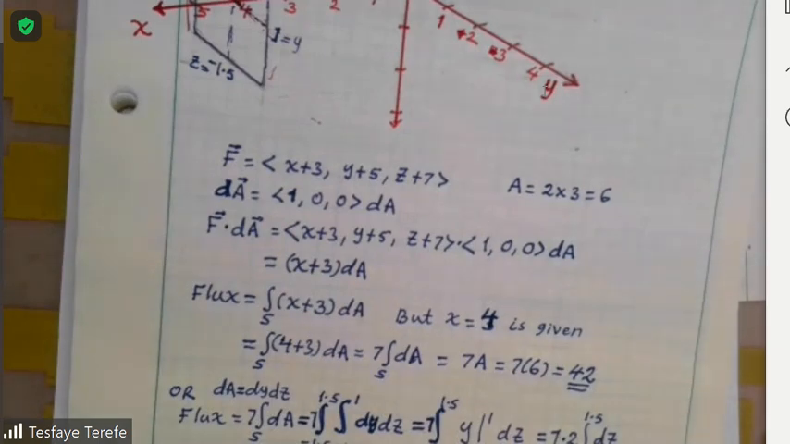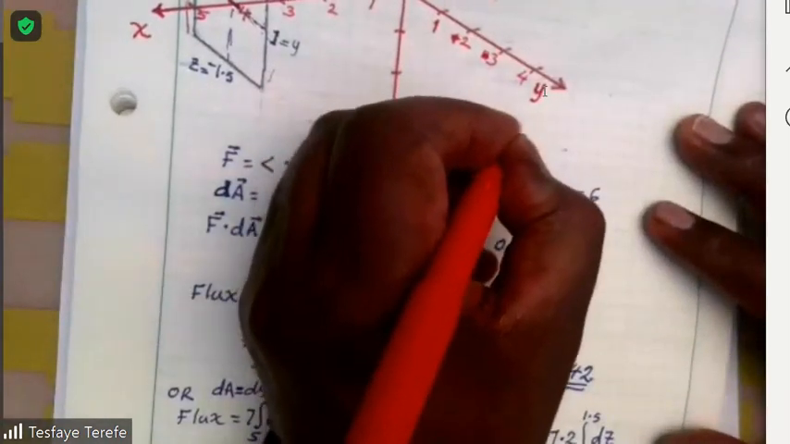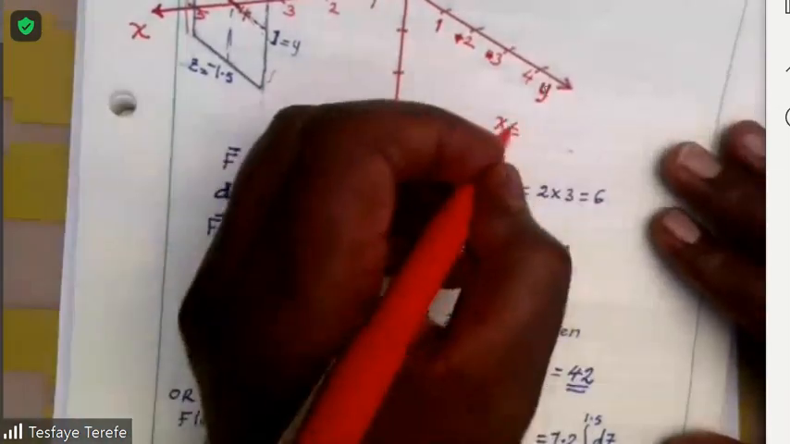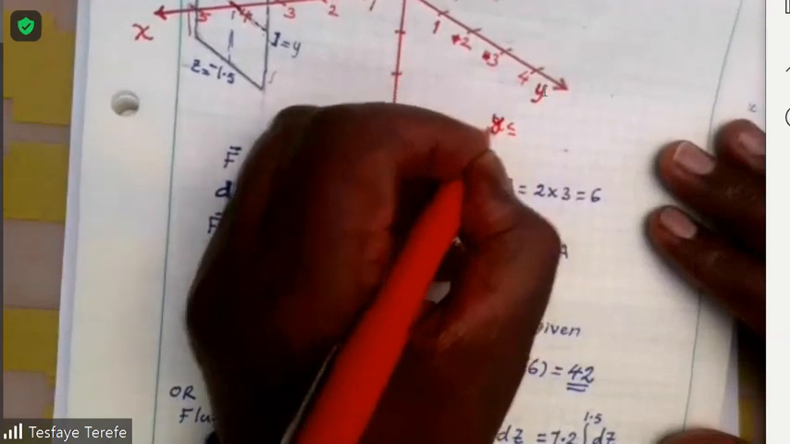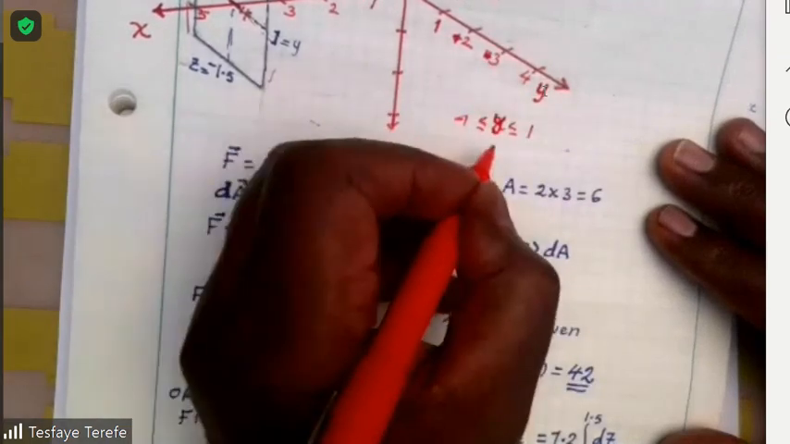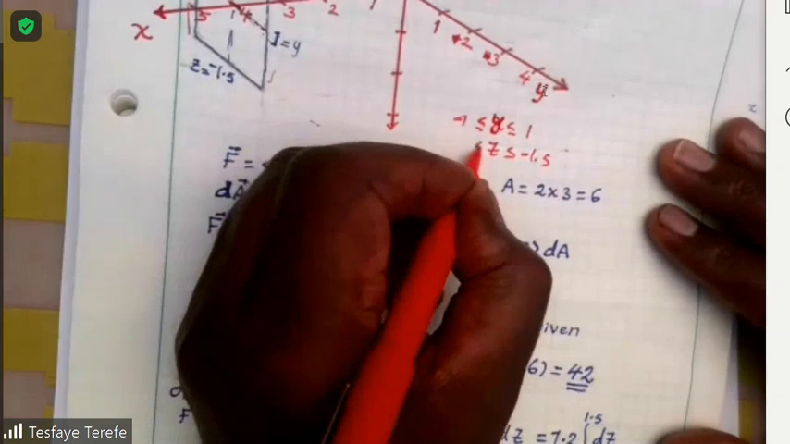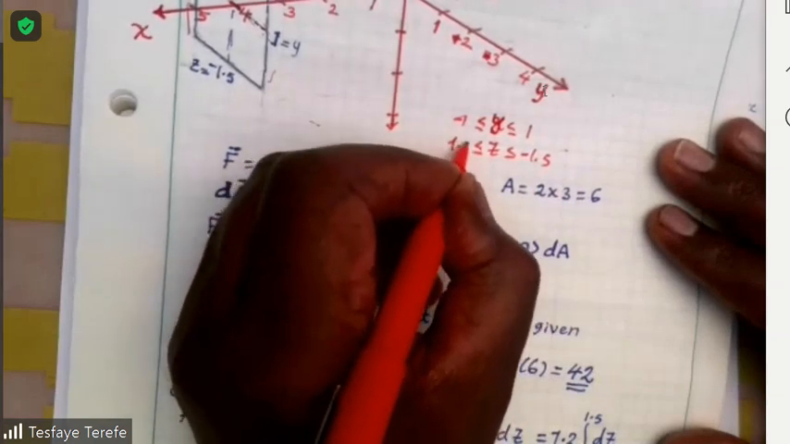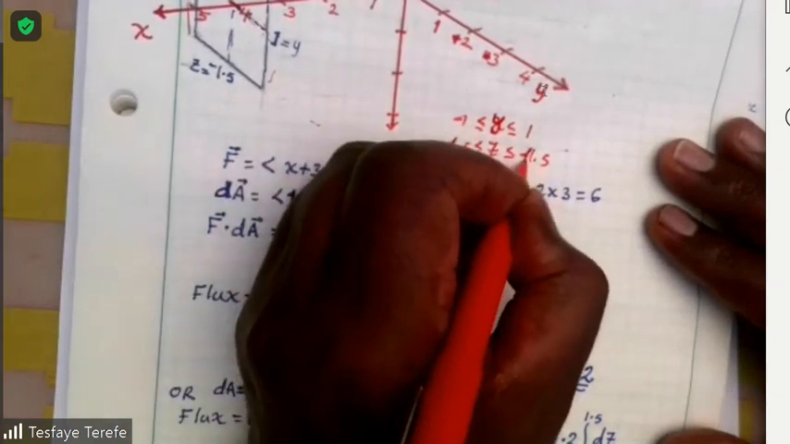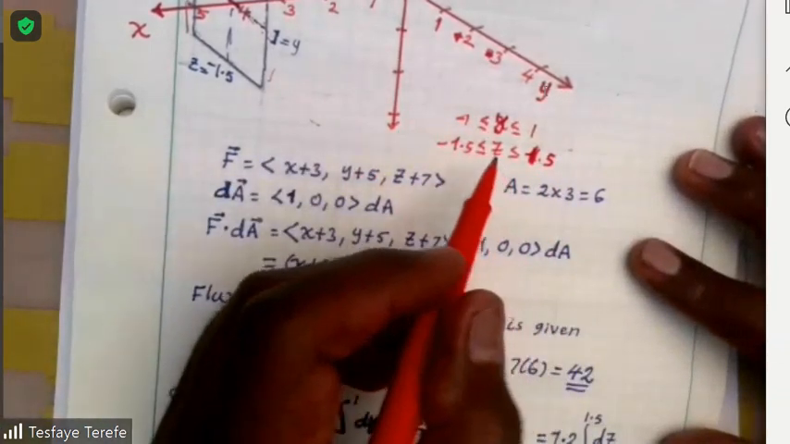If you don't like that, actually, what will happen is here, X is changing. Y is changing from negative 1 to 1, it is given, and Z is changing from negative 1.5 to positive 1.5. Therefore, this will be your limit of integration, and you can integrate dA.